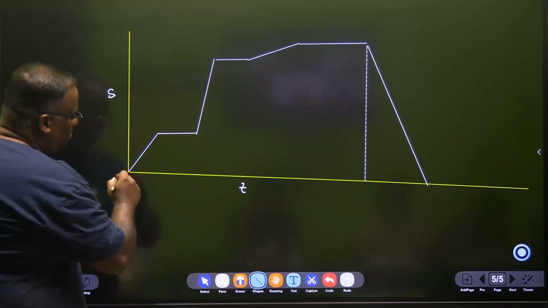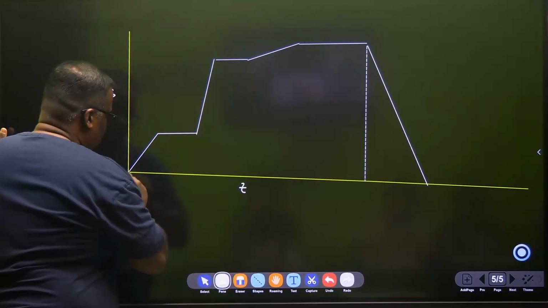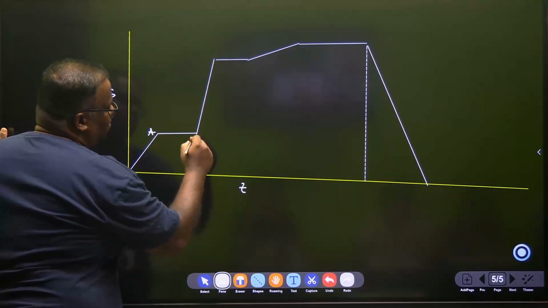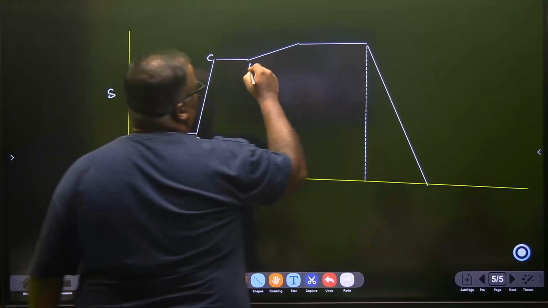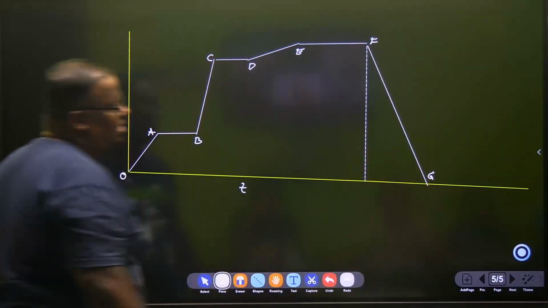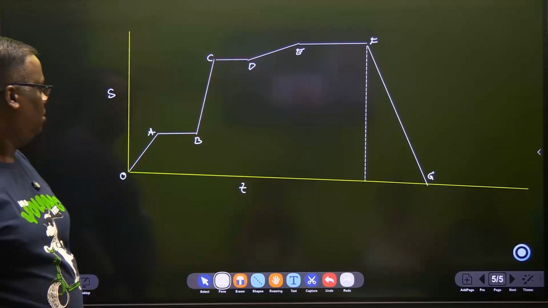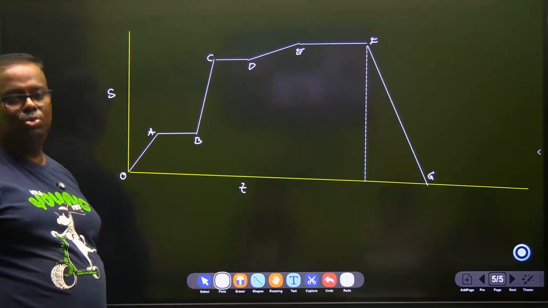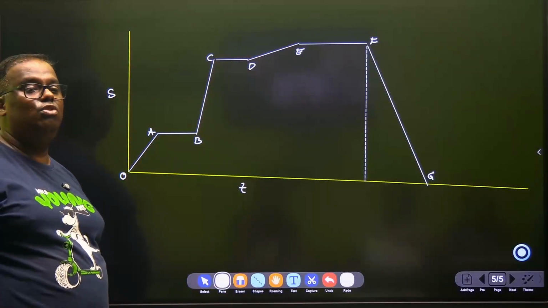So we will get problems where we have to calculate. Let's say we mark our journey like this: 0, A, B, C, D, E, F, G. Now a little bit of answering Adya. She asked, what type of questions come? What is the nature of the journey from 0 to A? The body is in uniform velocity.